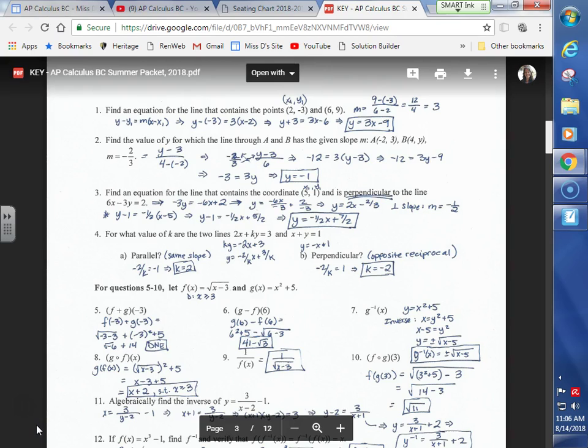Exponential, logarithmic stuff, not calculus stuff, though. You're not going to have to derive or integrate exponential log. No, more like pre-cal simplifying stuff. Domain. Limits.